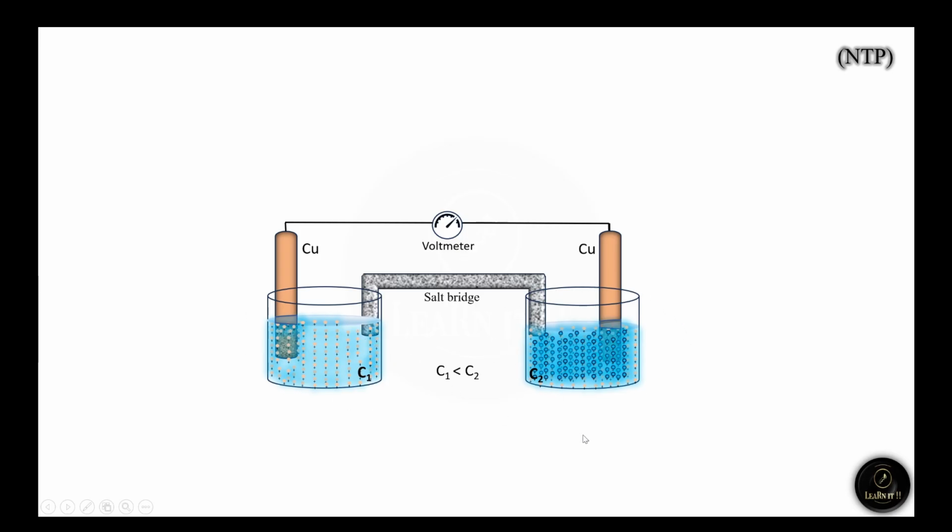Then this cell is represented by the formula: copper, in contact with Cu plus 2 solution whose concentration is C1, connected through a salt bridge to again Cu plus 2 ions, but with concentration C2, which is in contact with copper.